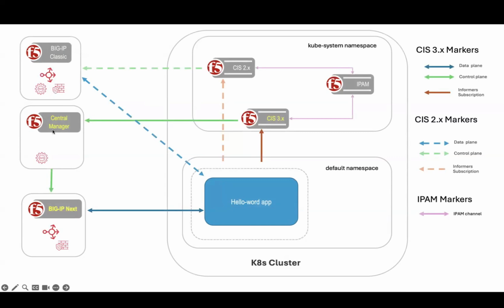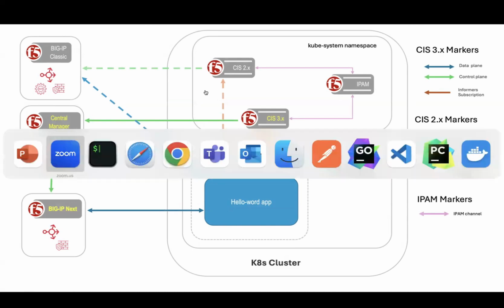I have already deployed the central manager and Big IP Next and CIS 2.x with classic Big IPs. And CIS 2.x and CIS 3.x both are using the F5 IPAM controller, which is providing the IP address to this particular app. And the same IP address will be used when you are transitioning from Big IP Classic to the Central Manager and Big IP Next. So this is about our control plane traffic and the data plane traffic. Let us just move to the demo now.